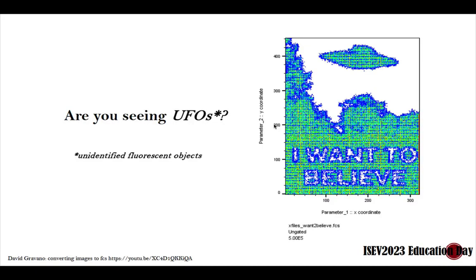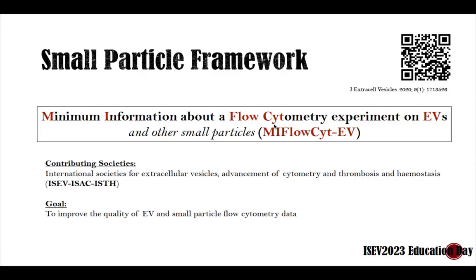So importantly, when you're talking about flow cytometry, you're often dealing with fluorescence, you're dealing with light scatter. How do you believe that what you're seeing is not an unidentified fluorescent object, right? We want to know that they're EVs. So this is where the rigor and standardization comes in.